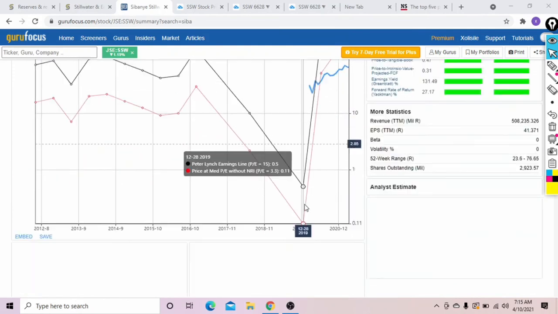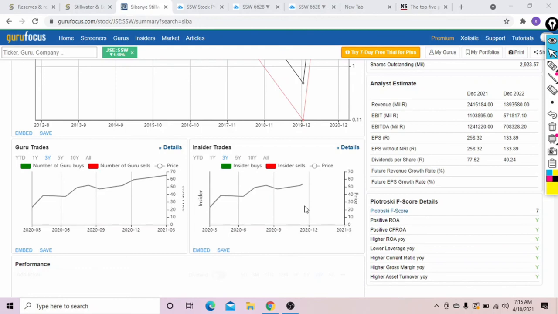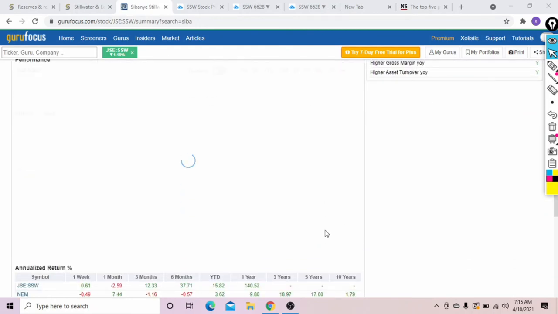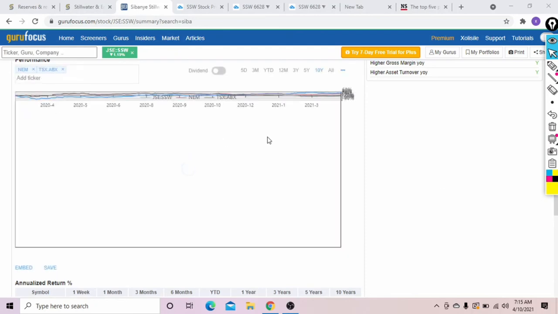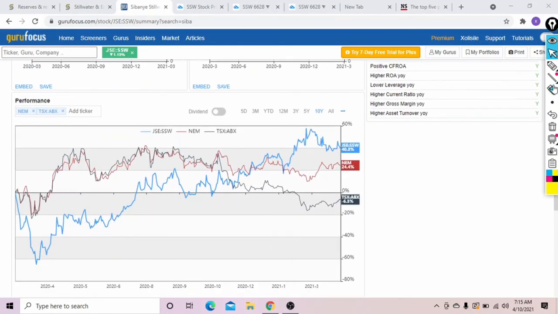All right. And then let's scroll further down to check how Sibanye is doing in terms of the price action compared to its competitors. There we are. Remember, the company that I am analyzing is represented by the blue line on this graph. You can see it's there. That's the ticker symbol, Johannesburg Stock Exchange, SSW. That is Sibanyestillwater. And then these are the competitors for this company within the same industry, same sector.